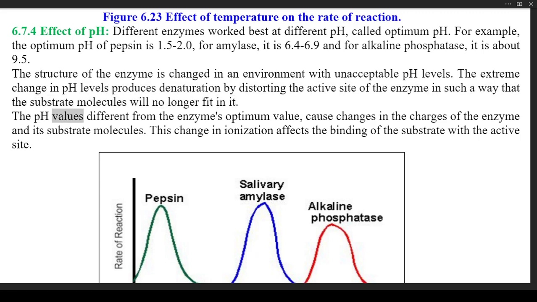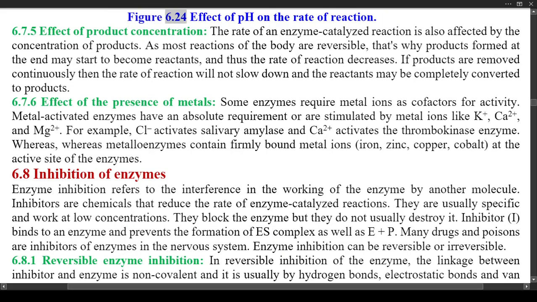pH values different from the enzyme's optimum value cause changes in the charges of the enzyme and its substrate molecules. This change in ionization affects the binding of the substrate with the active site. Figure 6.24 Effect of pH on the rate of reaction.